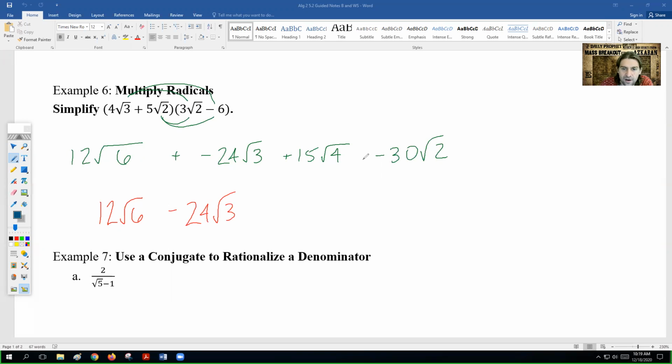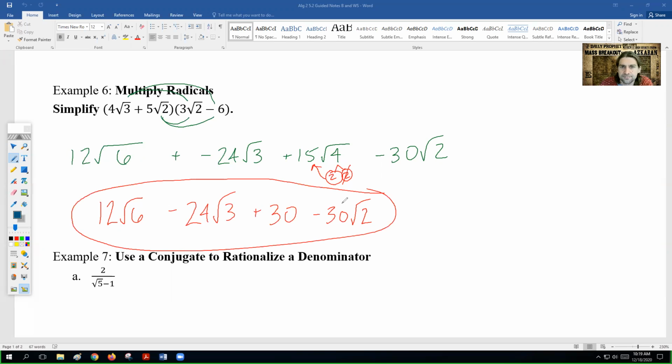It's just radical 3. All right, what about square root of 4? The square root of 4 is 2. So we can actually break the 2 out, times it by the 15, and we would get 30, and there'd be no radical. And then 30 radical 2 is just by itself, cannot combine with the other ones. So this whole big long expression is the answer.